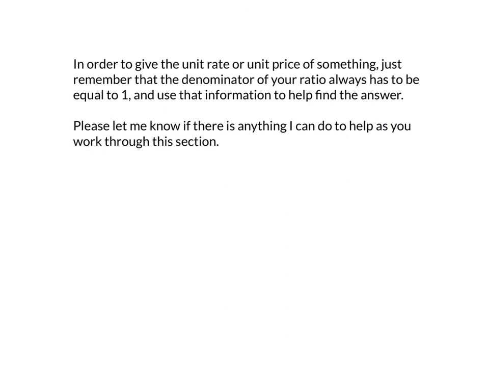In order to give the unit rate or unit price of something, just remember that the denominator of your ratio always has to be equal to 1, and use that information to help find the answer.